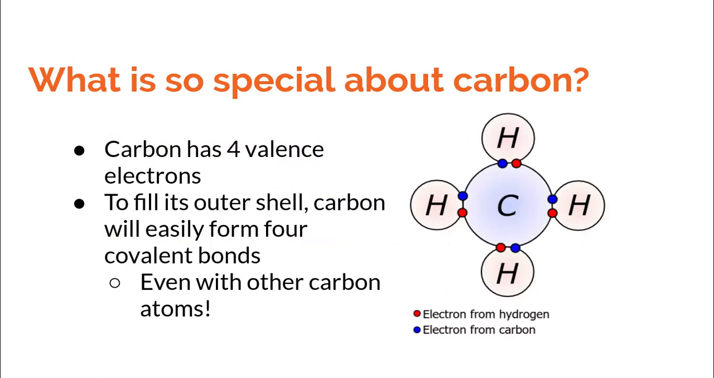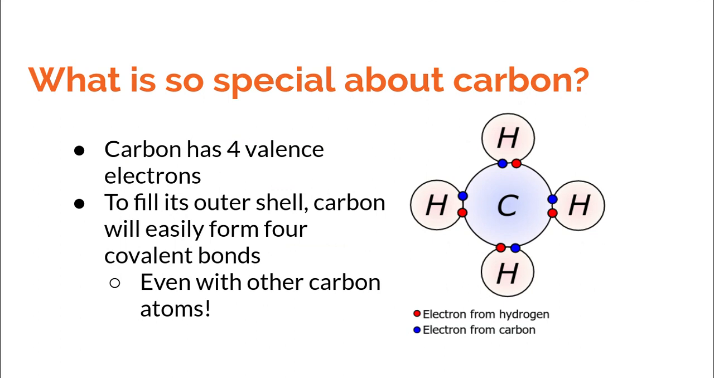So thinking back to what we learned in the very first lesson, carbon's atomic number is 6. So that means in the first orbital, it has its 2 electrons, nice and close to the nucleus. And then in the outer shell, it has 4 electrons, making a total of 6. Carbon is happy when it has 8 electrons in its outer shell. So how does it get those? It shares electrons with other atoms by forming covalent bonds.